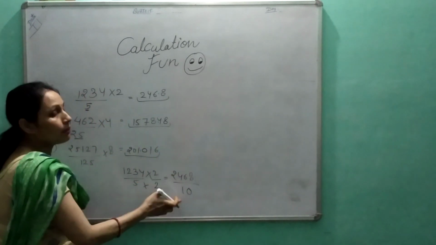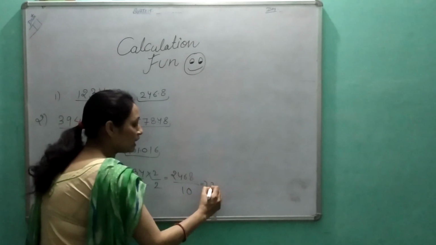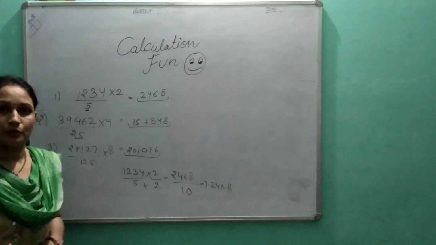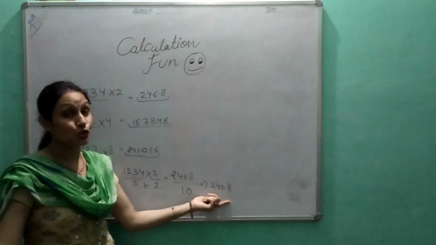So when we divide this number by 10, obviously we will get 246.8. It is so easy.